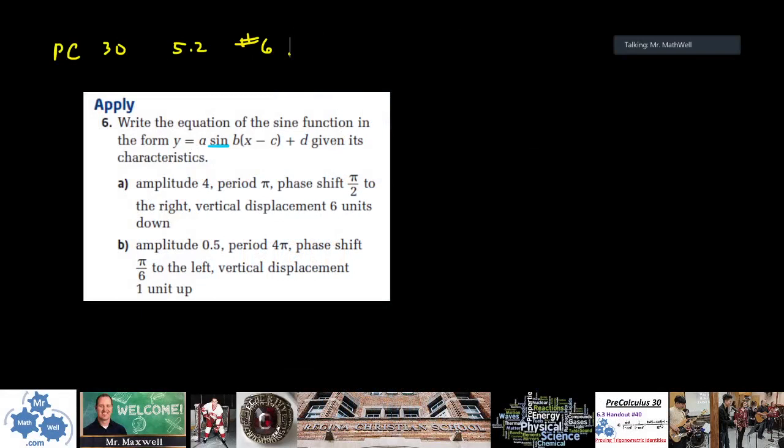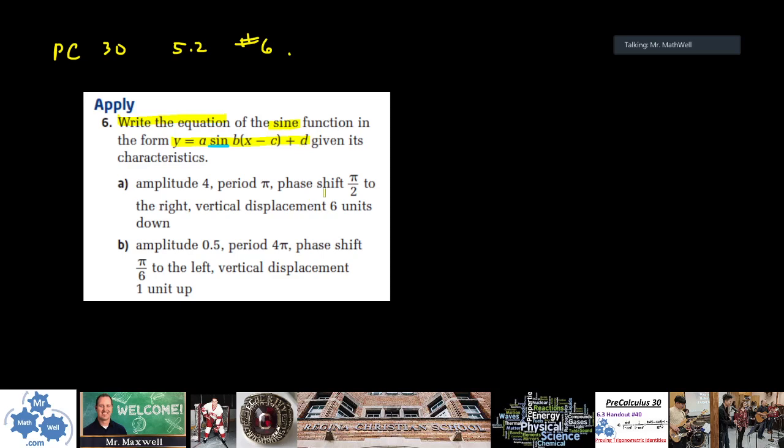All right, pre-calculus 35.2, number 6. In this question, it says to write an equation. Write an equation of a sine function in this form right here. So this is our form given all of the parameters for our transformations. A is a vertical stretch, B is our horizontal stretch, C is our phase shift, D is our vertical translation.